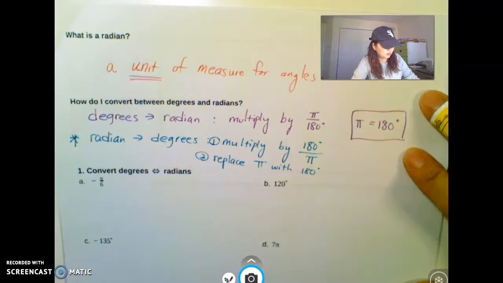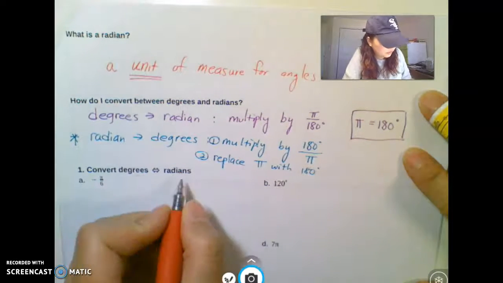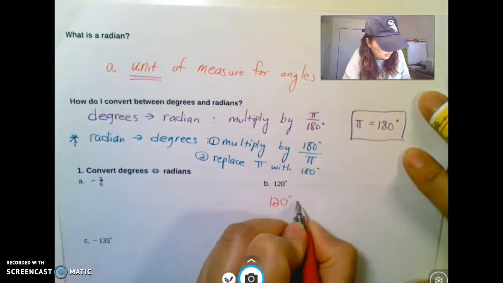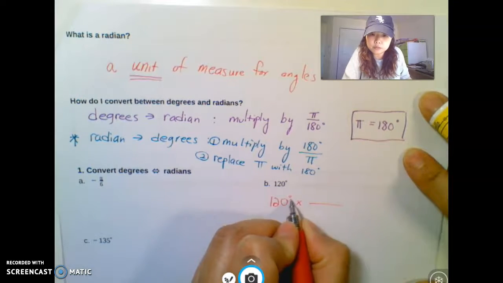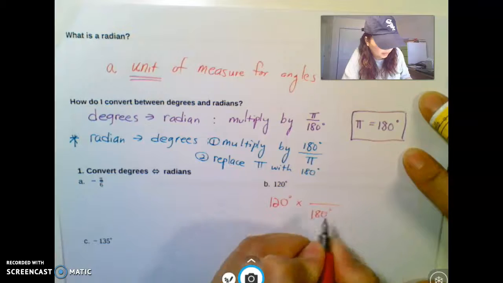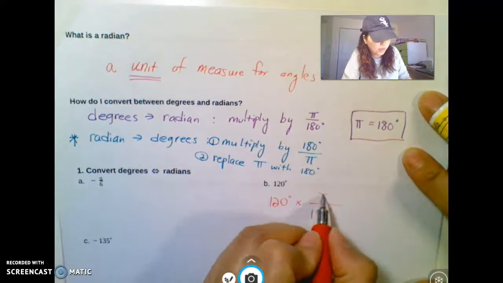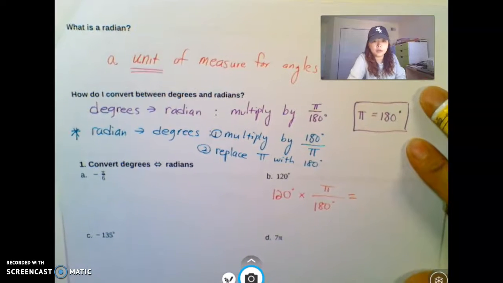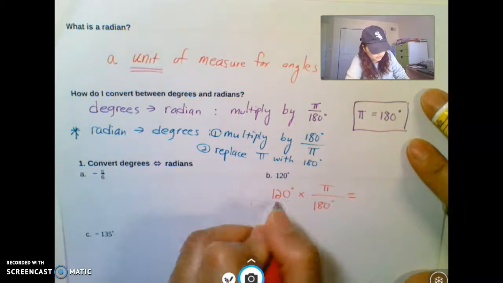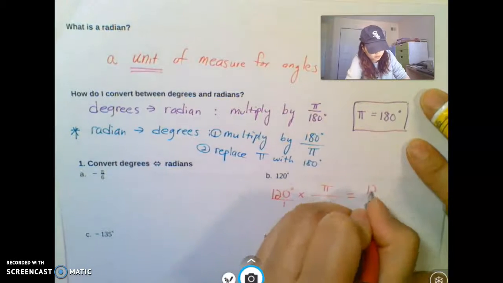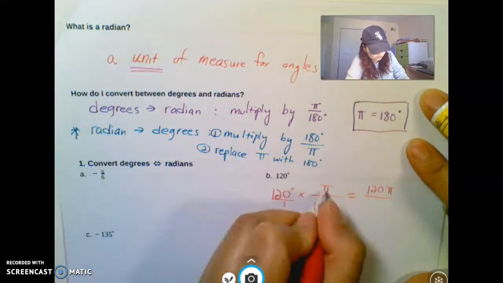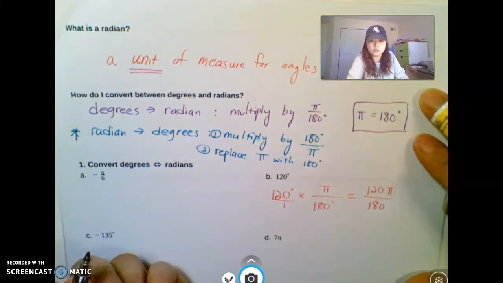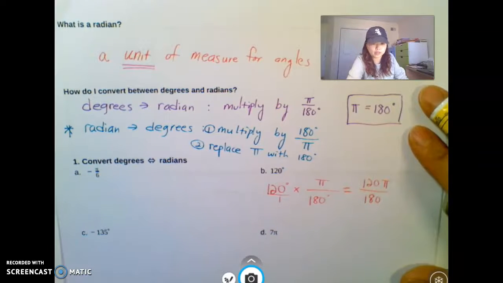I'm going to do the right column. So 120 degrees, right? You're converting degrees to radian. So 120 degrees, then you multiply by, you want to get rid of the degrees. That's why we put degrees at the bottom. So 180 goes at the bottom and pi goes on the top. And then we put this in the calculator. Now, yes, 120 is the same thing as 120 over 1. So we multiply the numerator with the numerator, denominator with denominator. So it becomes 120 pi over 180. Degrees cancel out. So that's why degrees are gone.